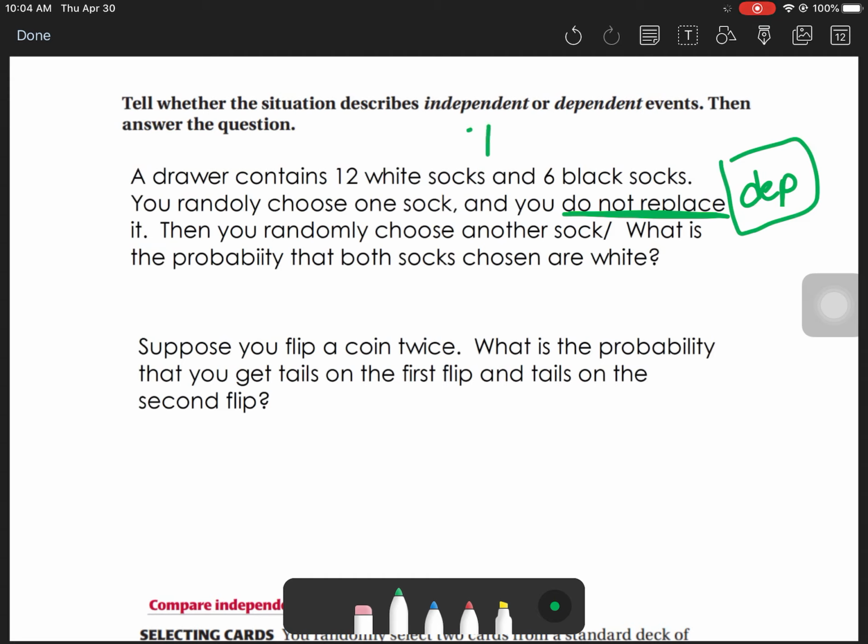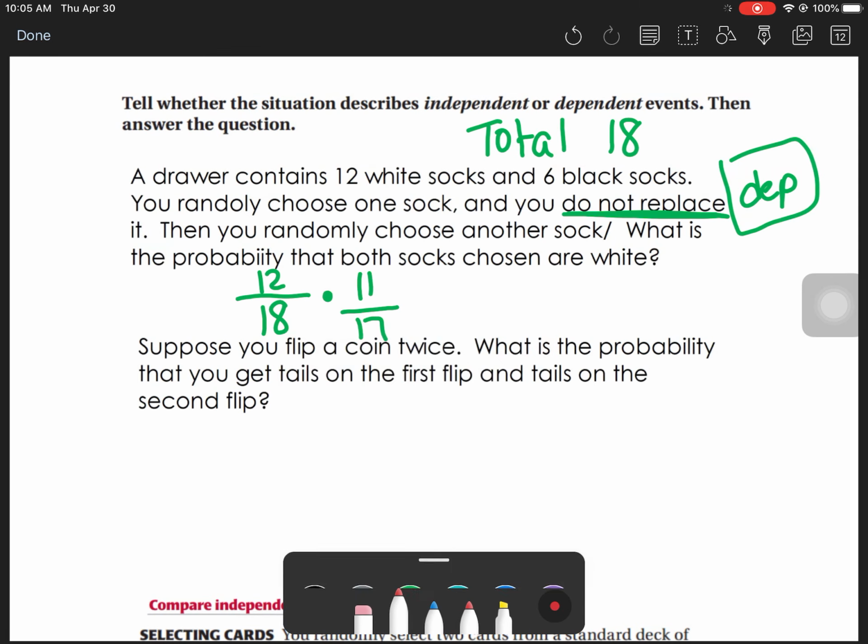So first of all, we have to come up with how many total socks we have in the drawer, which is going to be 12 plus 6, 18. So the first probability that both of them are white. So the first white I select, I have 12 white to choose from out of 18 socks. Now, since I didn't put it back in the drawer, now I only have 11 white socks to choose from out of 17 total socks. Again, because I did not put it back in the drawer.